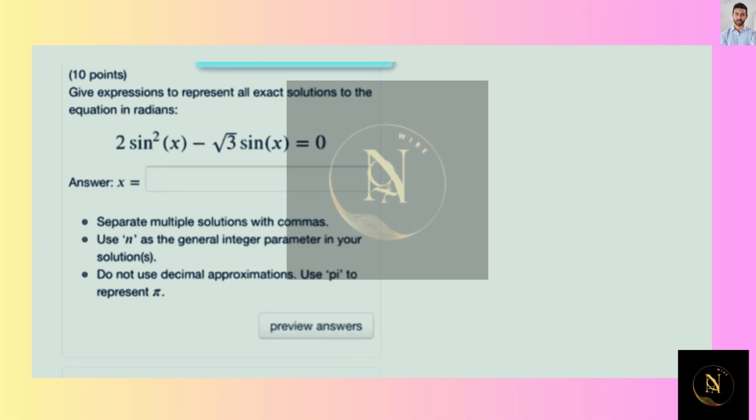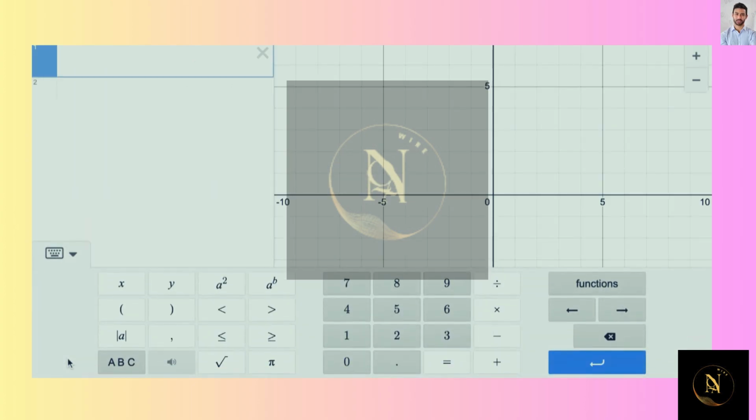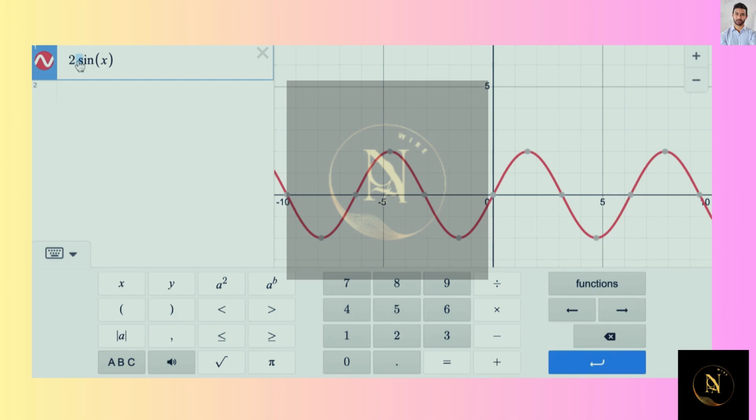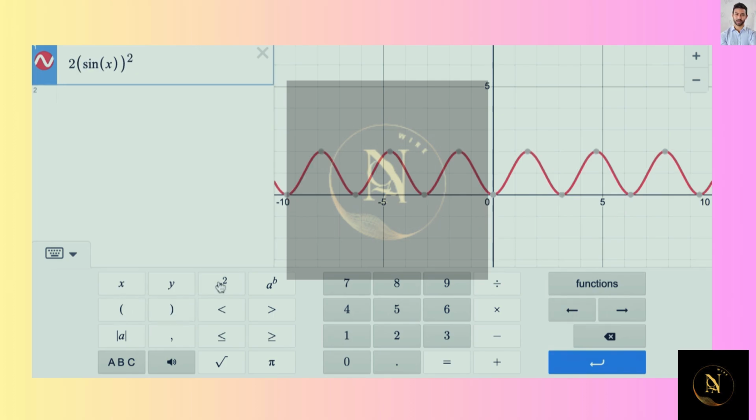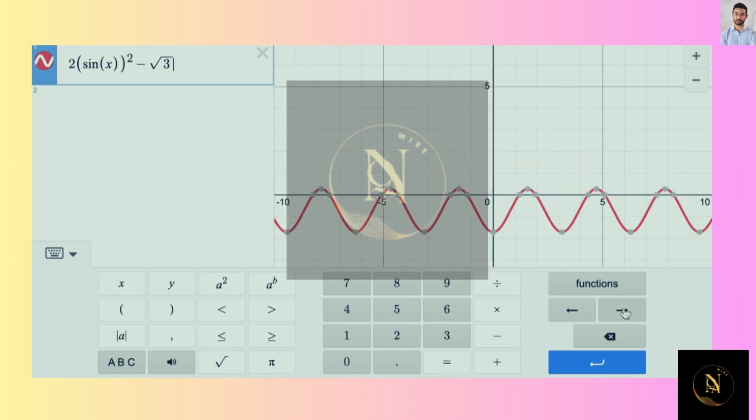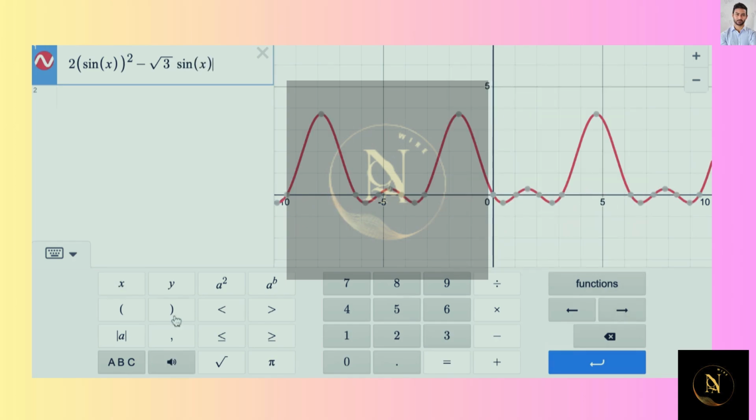We want to give expressions to represent all the exact solutions to the equation. Let's go, well, we could do this with a calculator, for instance. You do have to be careful using a calculator. To do sine squared, you have to do 2 sine of x, but then that needs to be quantified so that you can square it. That's what sine squared x would be, minus the square root of 3 times the sine of x. We want to know, when does this equal 0?